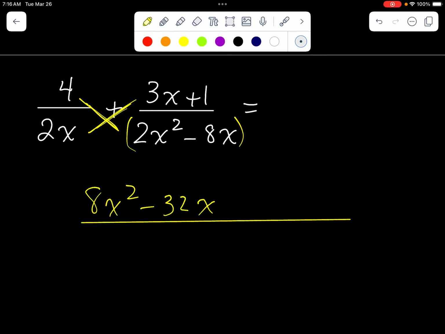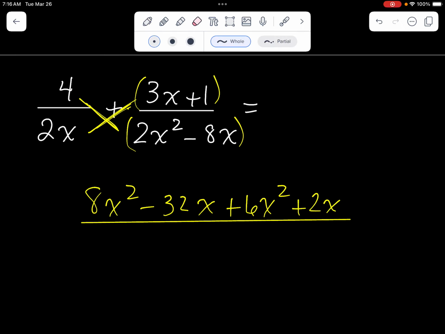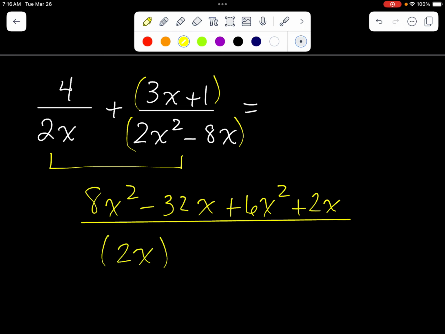Now we're ready to cross distribute this way. 2x times 3x is positive 6x squared. 2x times positive 1 is simply positive 2x. Now that we have the top part of the fraction, to get the common denominator, or the bottom part, we're just going to leave these two factored. 2x squared minus 8x.